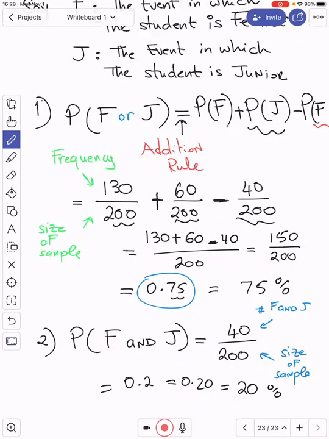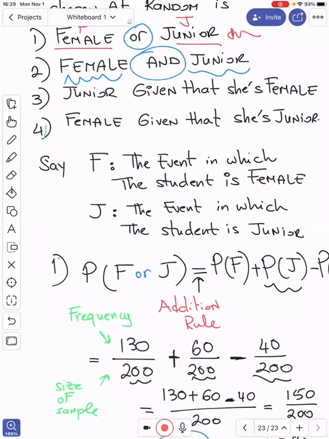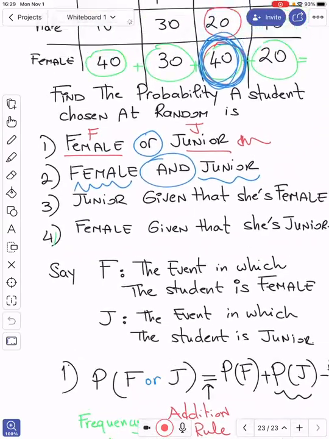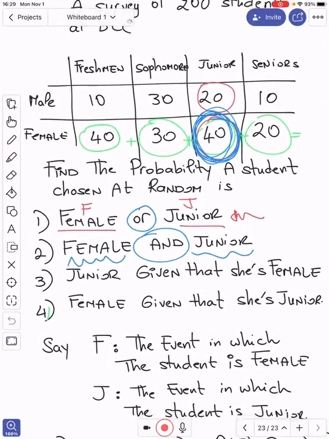Any questions, guys? So far, so good? Okay, all right. So now it's kind of tricky. I know sometimes it's not obvious.